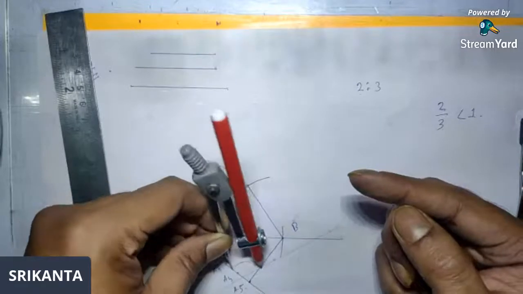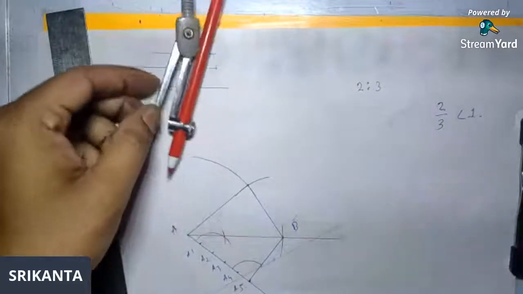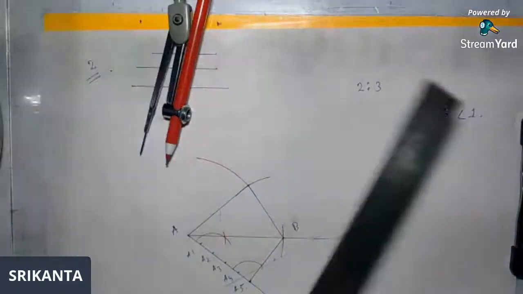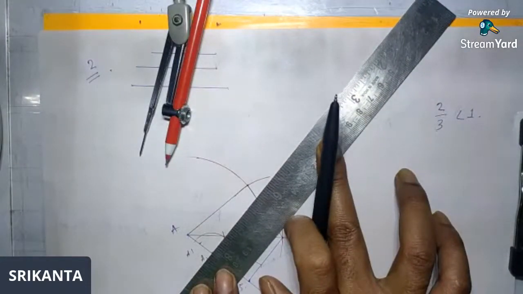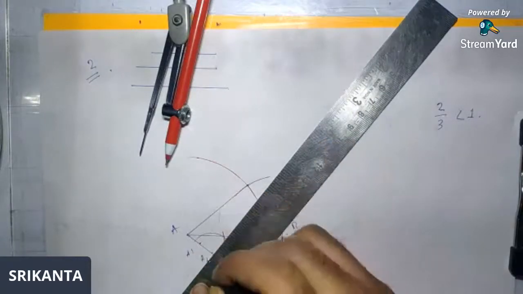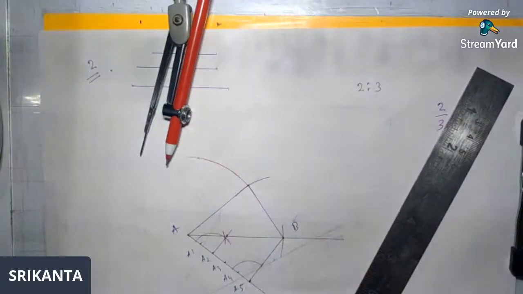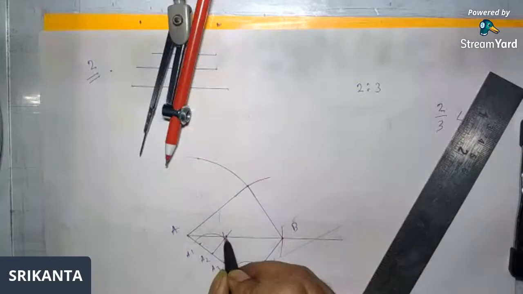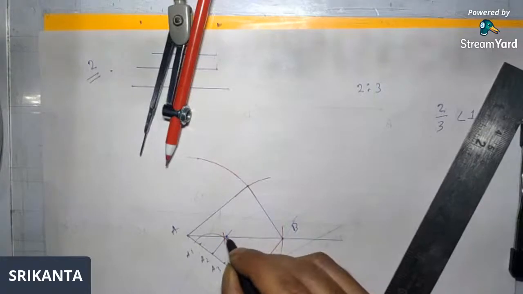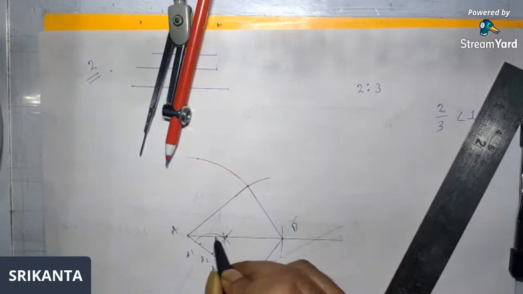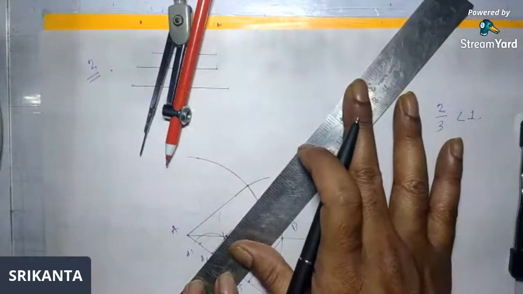This portion measured, put it here and just like it. Now we are going to join these two. Clear? Understood? Clear? Now, since we need to draw a triangle, next what we'll do? We'll imitate this angle here. Clear? Let us draw this big one.